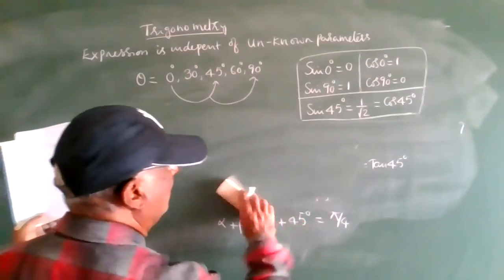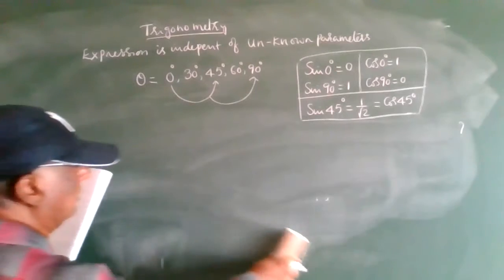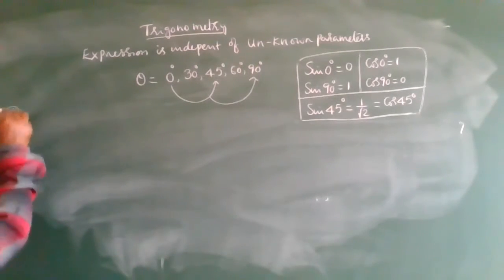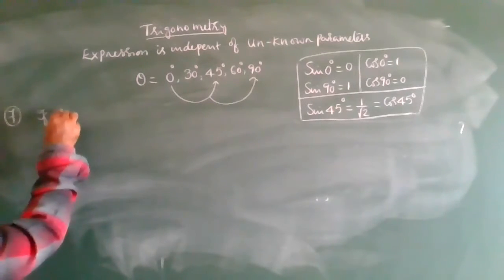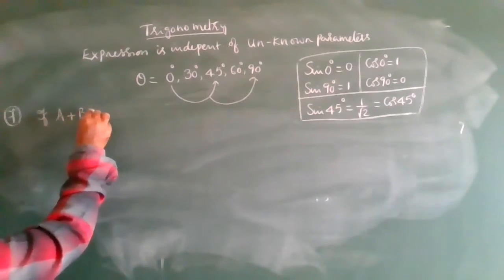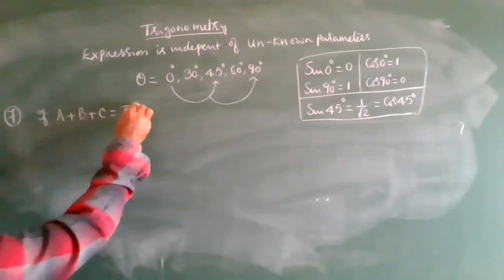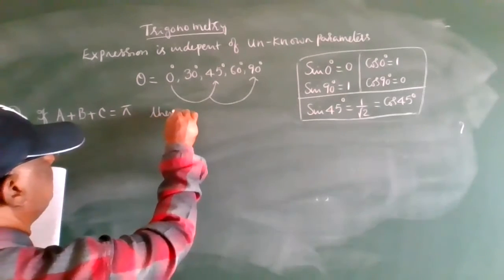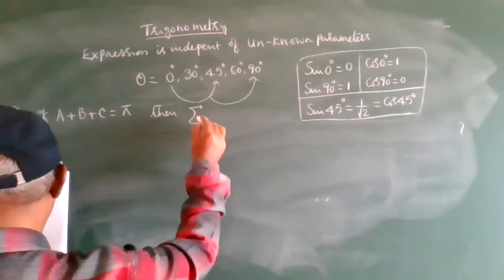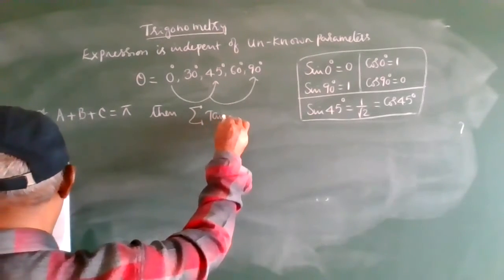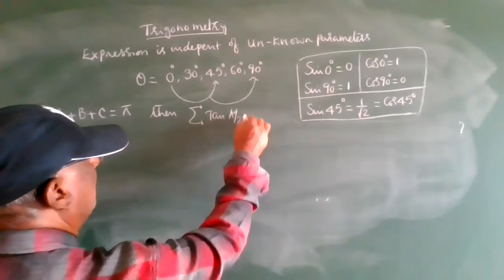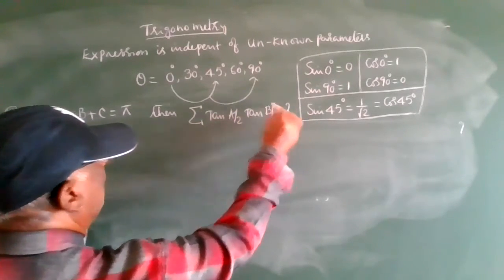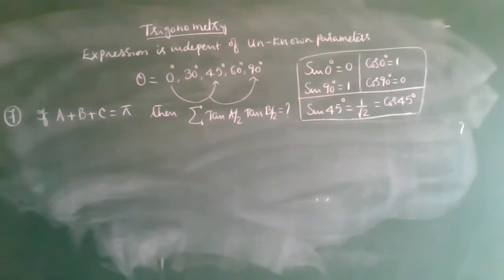Everyone observe the seventh problem. If A plus B plus C is equal to 180 degrees, then the summation of tan A by 2 into tan B by 2 value is?